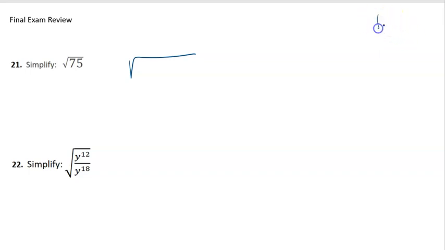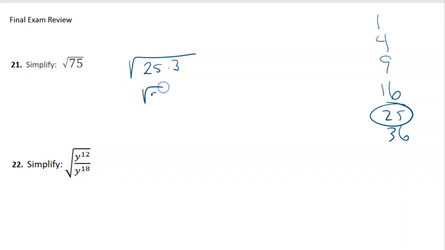Well, 1 is a perfect square, but that didn't help us simplify anything. But the next one, 2 squared is 4, 3 squared is 9, 4 squared is 16. So far, none of those divide into 75. 5 squared is 25, 6 squared is 36. 25, you say, yes it is. So I write 75 as 25 times 3, because that's what 75 is. You can think about that as 2 separate square roots, just like that.